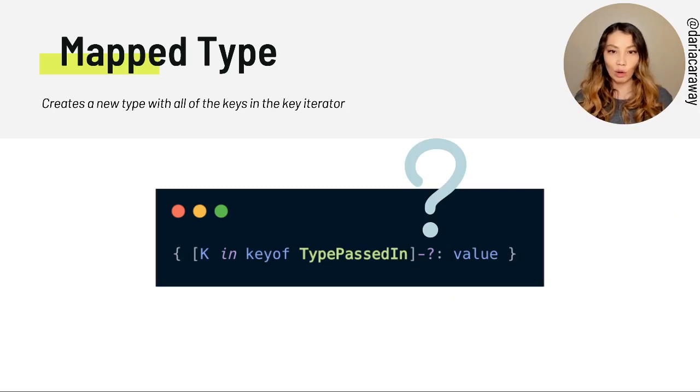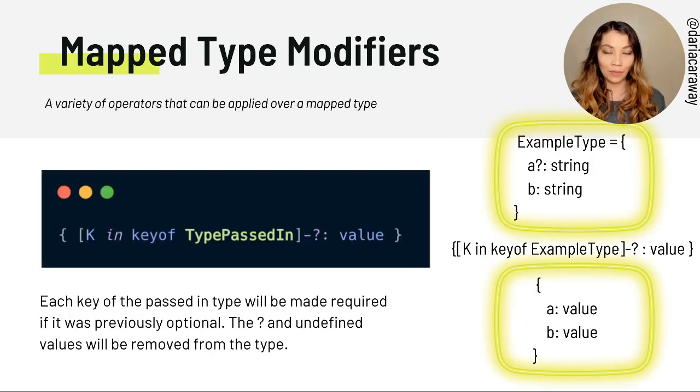Now that sounds great, but what is this minus question mark situation? This is also not something I see too often. And the first time I saw it, I genuinely thought it was some sort of typo because it doesn't look like it belongs, and it's also pretty difficult to Google. But it turns out it's a map type modifier.